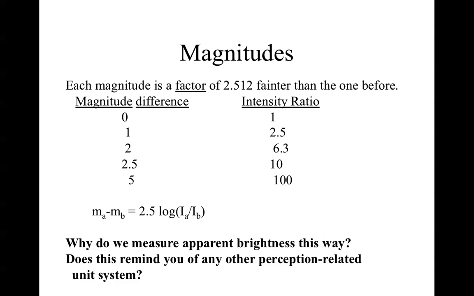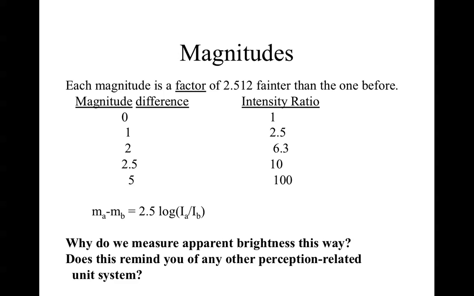The actual difference is a factor of 2.512. So stars with a magnitude difference of 0 have an intensity ratio of 1. Stars with a magnitude difference of 1 have an intensity ratio of 2.5. With 2, it's a factor of 6.3. Something to remember is that stars with 2.5 magnitudes difference are a factor of 10 different in intensity. Stars with a 5 magnitude difference are a factor of 100 different in intensity.